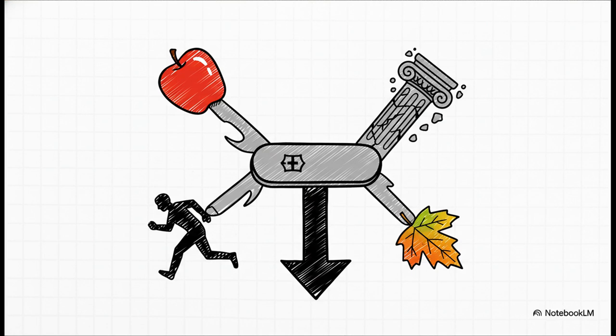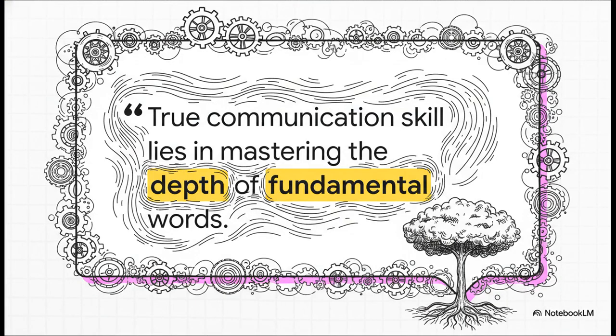It's because it's like a master key. Think about it. It unlocks both literal concepts, like an apple, and figurative ones, like an empire. It works as both an action and a thing. And best of all, every single one of its meanings is tied back to that one simple, universal idea, moving down. It's the ultimate linguistic multi-tool. And really, that's the heart of this whole thing.